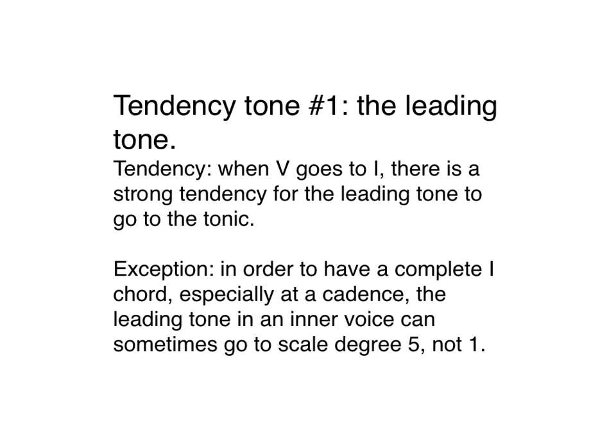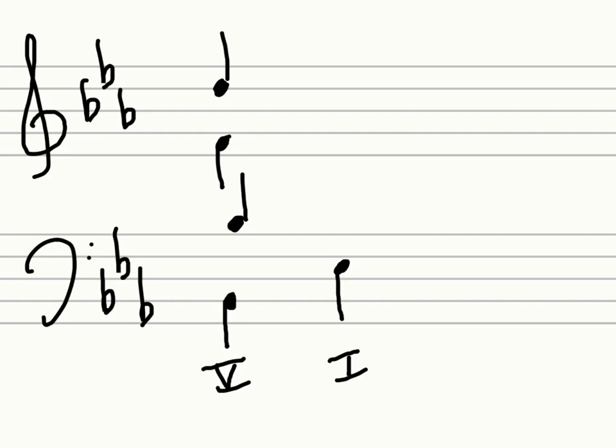Here's a tendency. When a 5 chord goes to a 1 chord, there's a strong tendency for the leading tone, scale degree 7, to go to the tonic, scale degree 1. So for example, in this progression in the key of E flat, we have a 5 chord, and it's arranged like this.